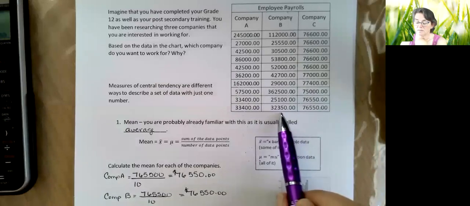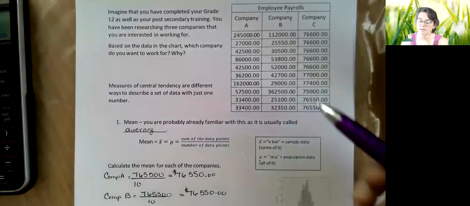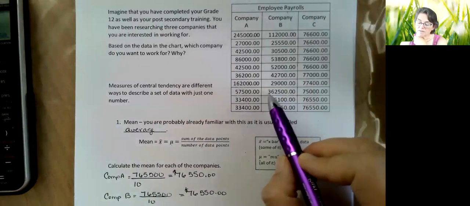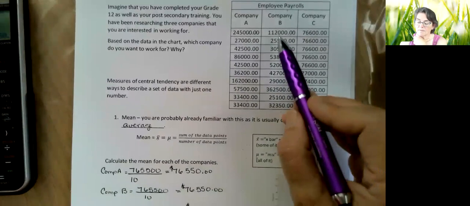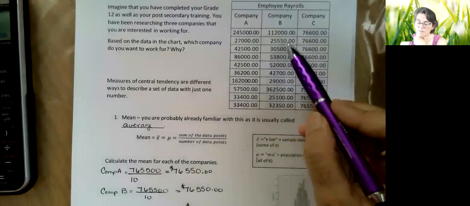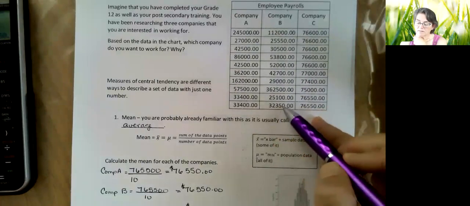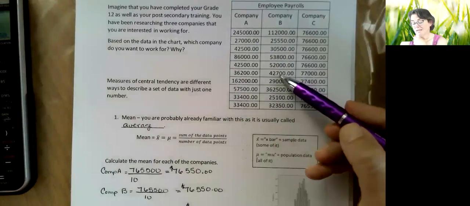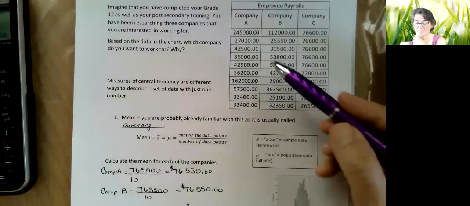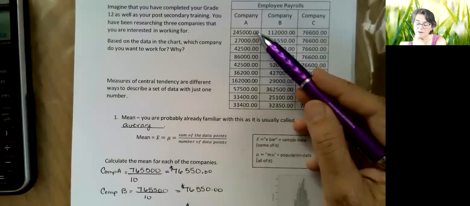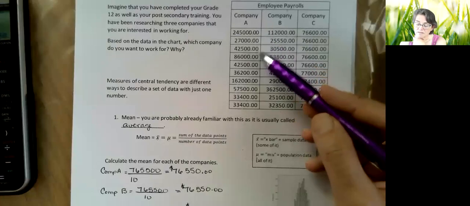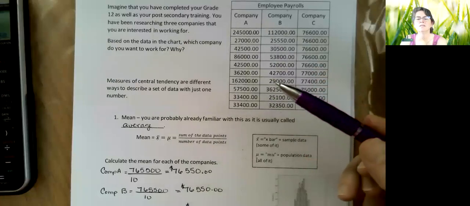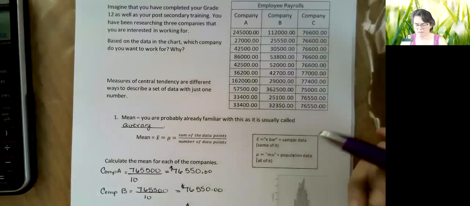But if you look at this one, that seems kind of weird, because really you've got the one person that's getting 362,000, the one person that's getting 112, and everybody else is really low. So for company B, this is not a good descriptor. Company A, well, we've got one at 245,000 and 162, and then quite a few of them are low too. So it's not a very good descriptor there either.